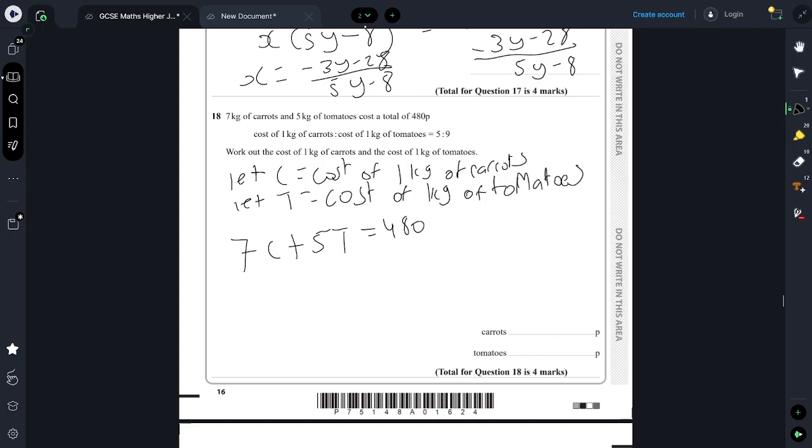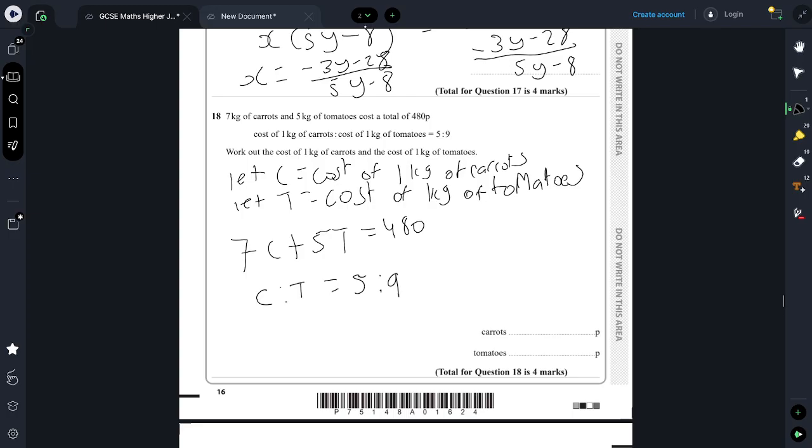If we're going to have simultaneous equations, we are given the cost of 1 kilogram of carrots to 1 kilogram of tomatoes is 5 to 9. So that's telling us that the ratio C to T, because the cost of 1 kilogram of carrots is C, and the cost of 1 kilogram of tomatoes is literally T, is 5 to 9.